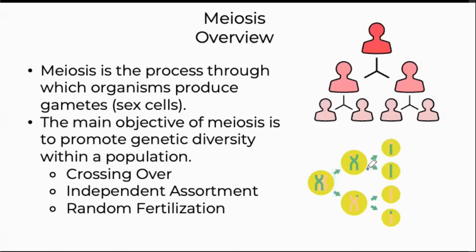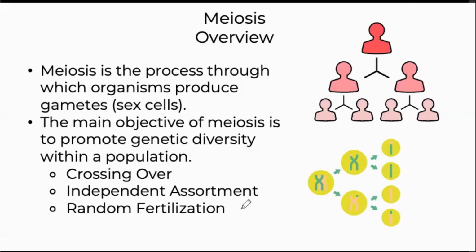Then we have independent assortment, which is the idea that at some point you're going to have random gametes that will be produced with random combination. Sort of like when you play a card game and you're mixing up the cards and you're dividing up the cards amongst your friends, you really have a random combination of cards. And so that's independent assortment.